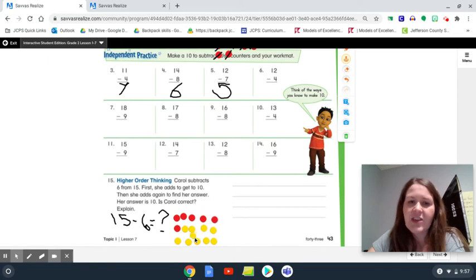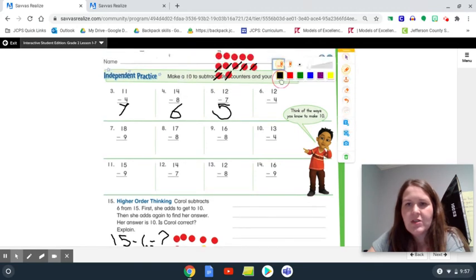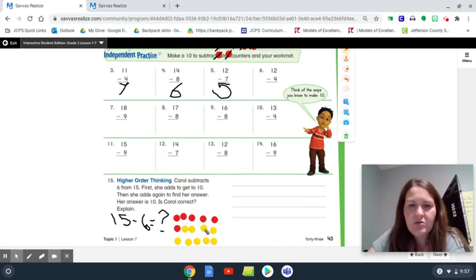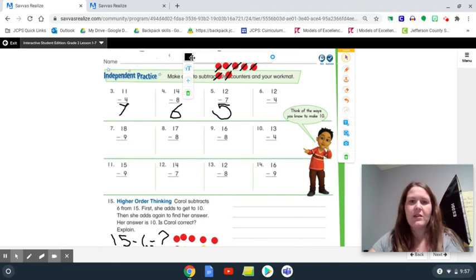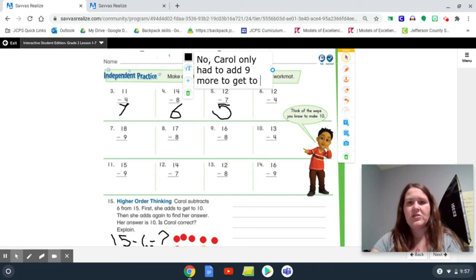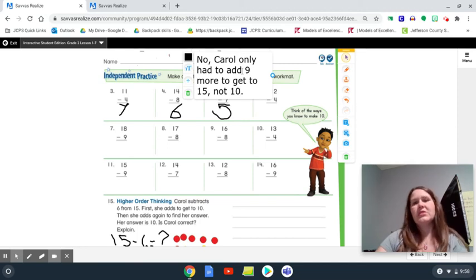So did Carol actually have to add 10 more from 6 to get to 15? Let's count them up. So she added 1, 2, 3, 4, 5, 6, 7, 8, 9. So no. We would say, no. Carol only had to add 9 more to get to 15, not 10. So we could say that.